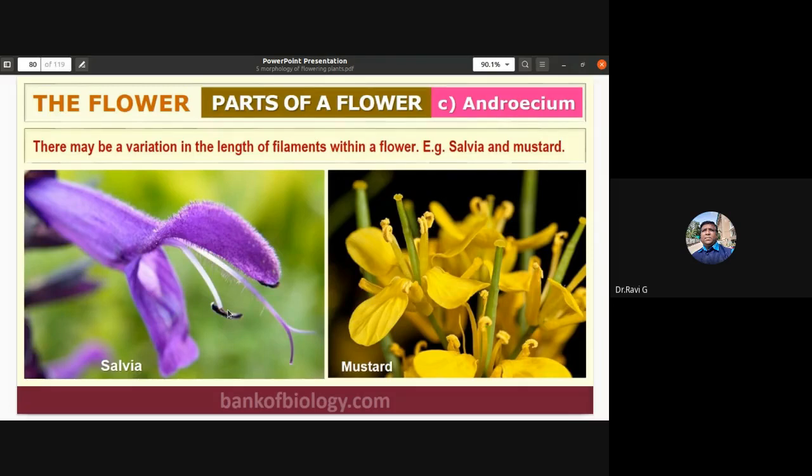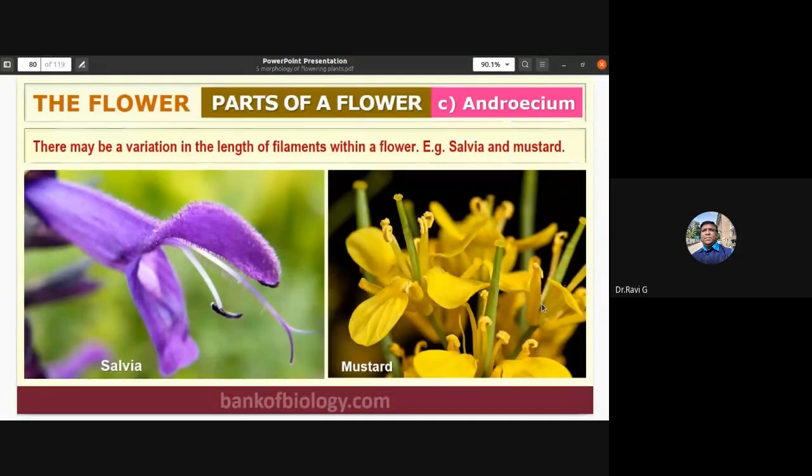filaments within a flower. Salvia exhibits the lever mechanism, wherein they have two lobes separated by a long stalk, the sterile lobe and the fertile lobe. So when the insect enters inside and pushes the sterile lobe, the fertile lobe dusts the pollen grains on the insect. So on the abdomen of insects, that is how it brings about its pollination.